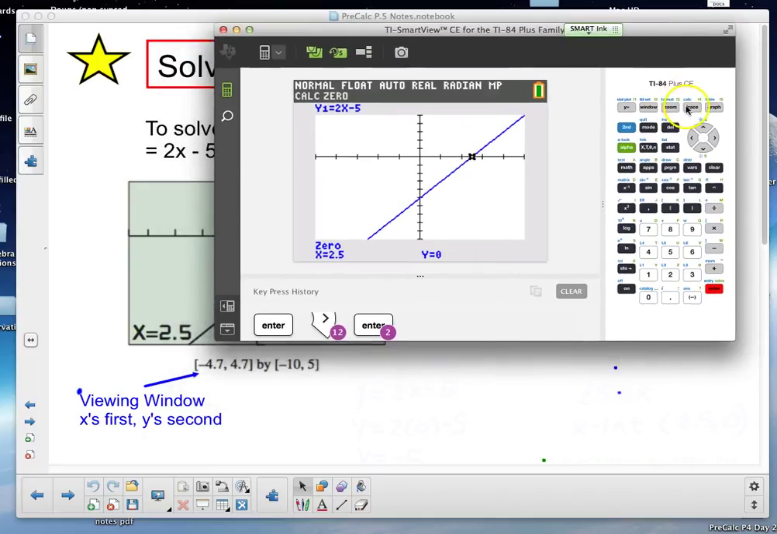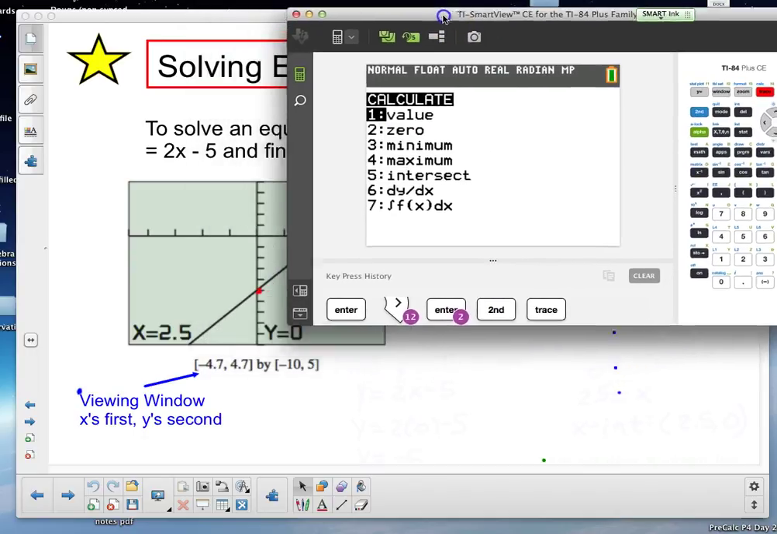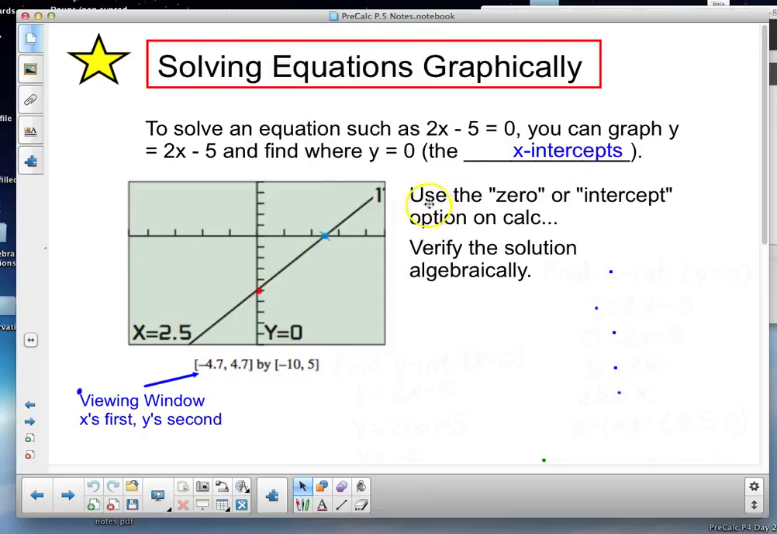Now there's also the intersect. If I go to the second calc, there's also the intersect. Intersect is for graphs themselves. Where are they going to intersect? And I can click on the two graphs. But we just did the zero trace, and that's what we were looking for. So I'm not looking at two different graphs, so I won't use that at this time. So let's go back to the next options.